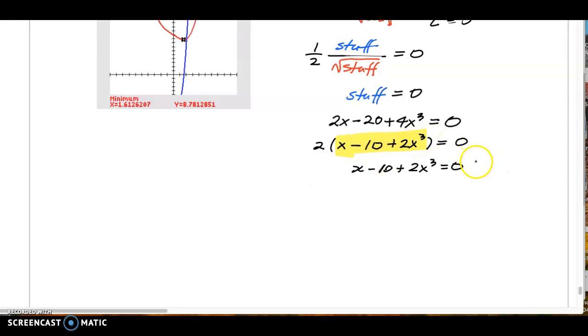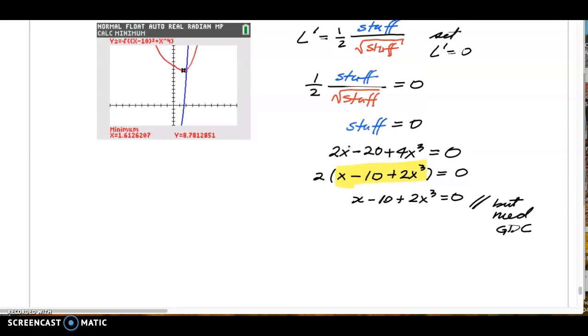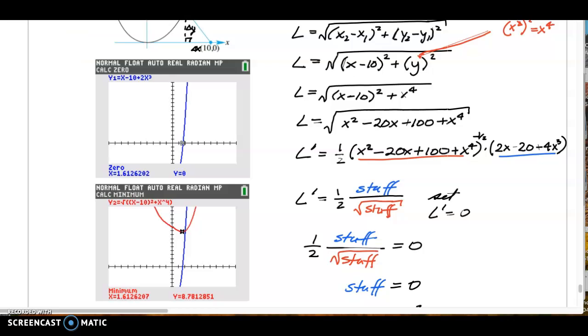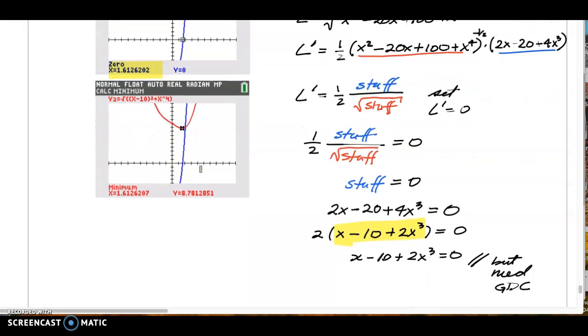So we've gotten to this point, no GDC, right? But we can't go further without the GDC. So this would be a paper 2 question. So what I do with this is I put it into the calculator, boom, put that in, and I find my zeros. There it is. So what does that mean?